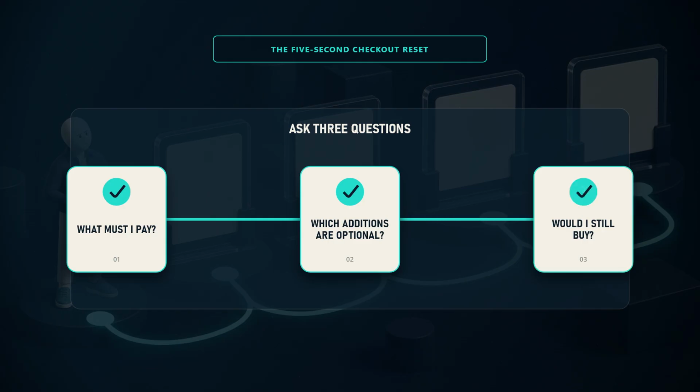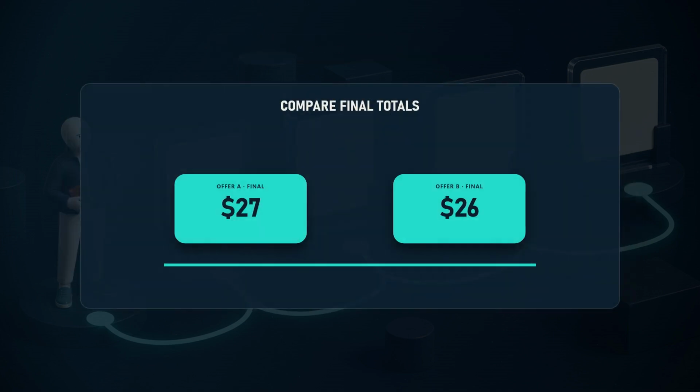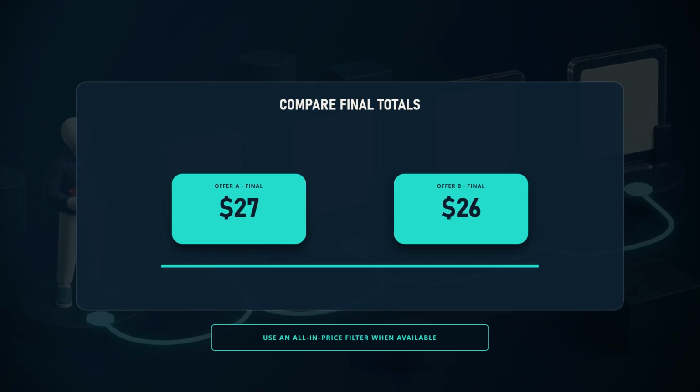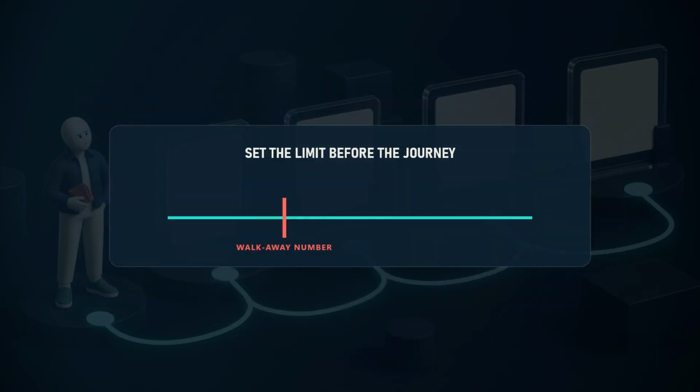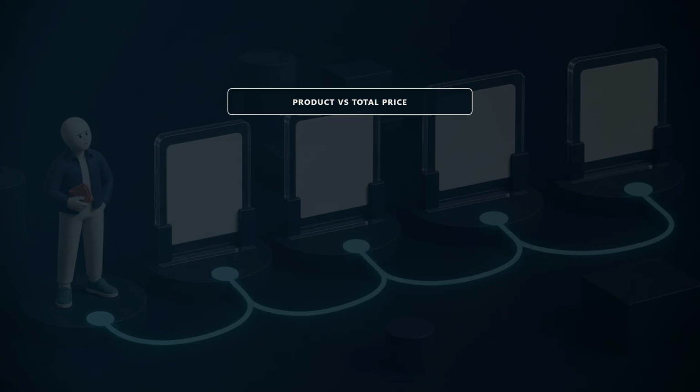For larger purchases, compare final totals, not search result prices. If a site offers an all-in price filter, use it. And before you begin, consider setting a walkaway number. A limit chosen before the checkout journey is less vulnerable to the effort already invested. This does not turn shopping into a courtroom drama. It restores the decision you intended to make, product versus total price.